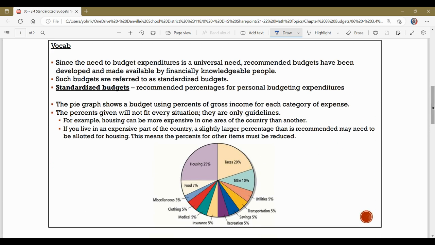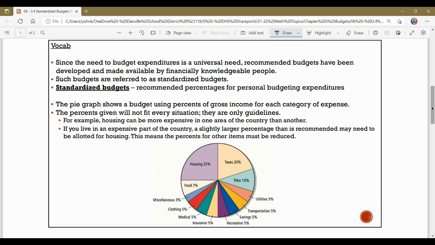So, since the need to budget expenditures is a universal need, everybody needs to know how to budget. Recommended budgets have been developed and made available by financially knowledgeable people. So you have people in the banking industry, people in the financial world that have said, you know what? We see patterns. We think that people are tending to spend this percent of their money on clothing every month and this percent of their money on housing every month. And so things called standardized budgets have been prepared that recommend percentages for different personal budgeting expenditures.